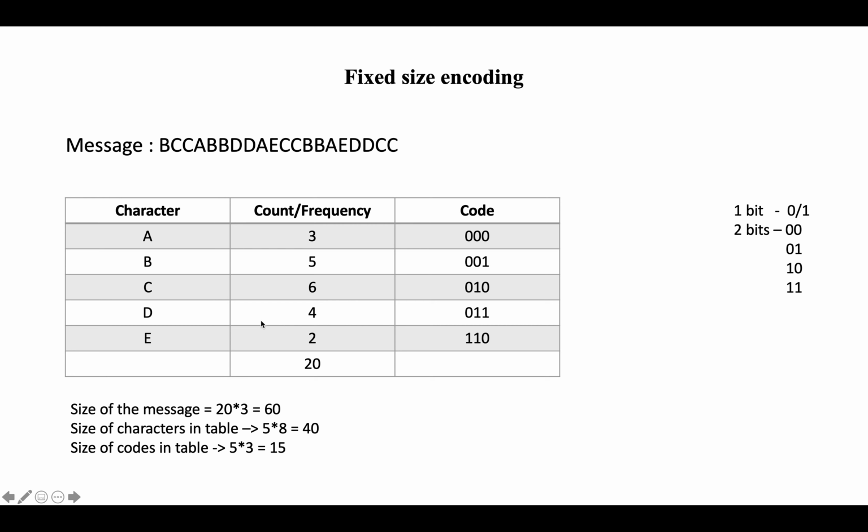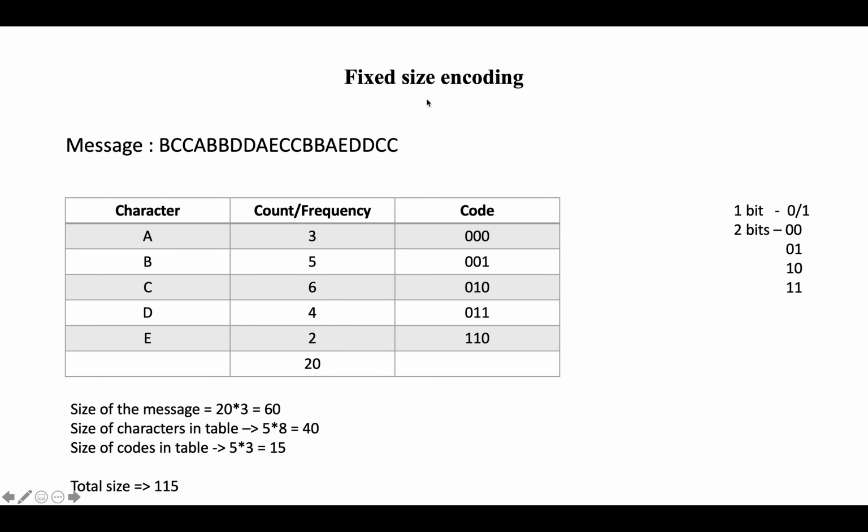So now the total size that we are going to send over the network will be 60 plus 40 plus 15, that is 115. So the total cost will be 115 bits. So earlier without encoding we were getting 160 bits, and with fixed size encoding we are getting 115 bits. So we have reduced the size of the bits that we are going to send over the network. So this was the fixed size encoding.